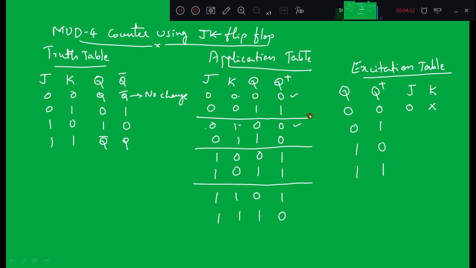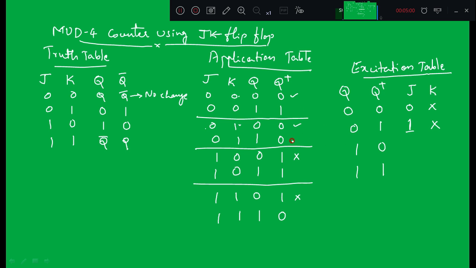Similarly, for 0 1, identify where it is 0 1. Q is 0, Q plus is 1, and Q is 0, Q plus is 1. So for these two combinations, J is 1 and K is again varying. So K value is equal to don't care. K is 0 here and K is 1 here, so it is going to vary. So we are going to write K is equal to don't care.